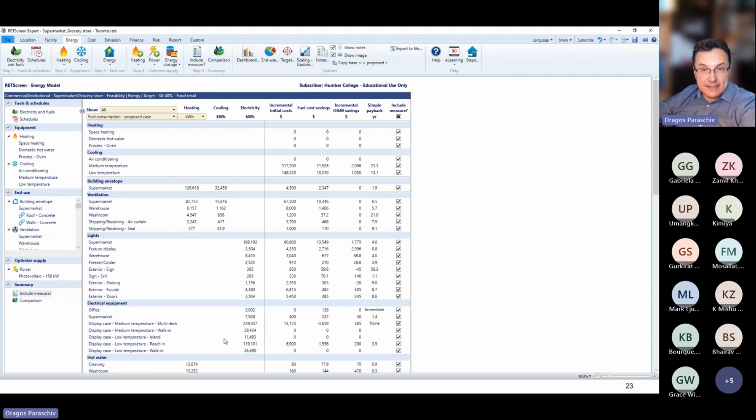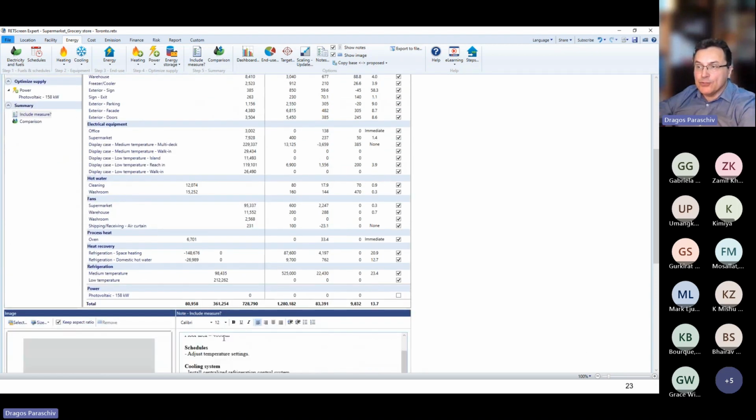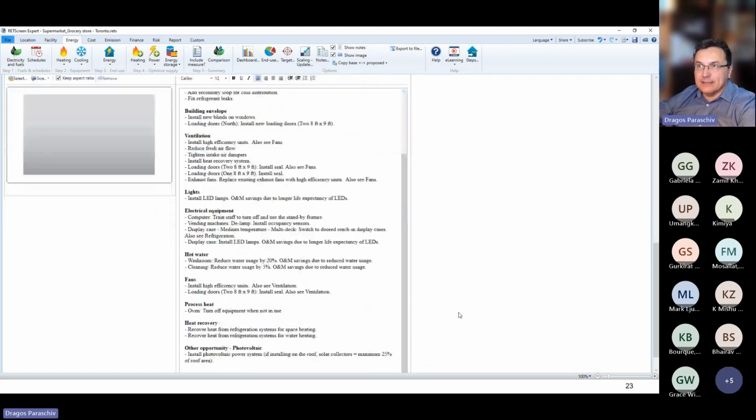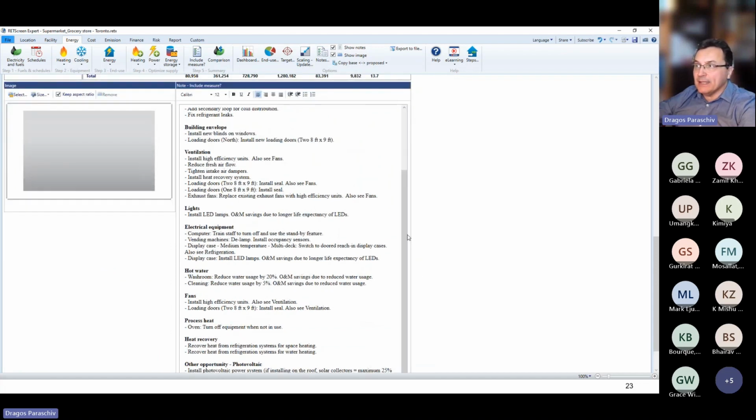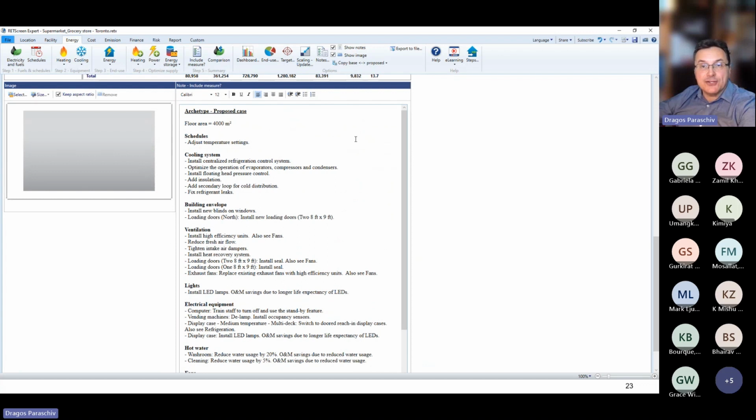Now, the archetype, because I said that this is a good tool to use, also has at the end of the form in notes a brief description of the measures that were implemented here. So as I said, use this as a source of inspiration. For example, in the building envelope category, the project included additional blinds to prevent solar heat gain, loading dock upgrades to improve air infiltration, and probably insulation of the doors as well.